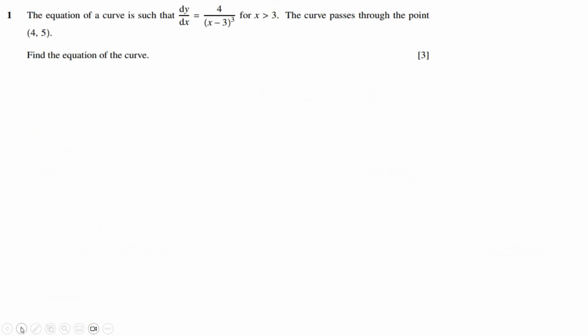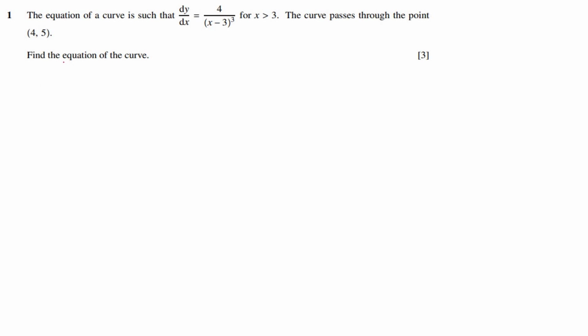So your first question is: the equation of a curve is such that dy/dx is equal to 4 over (x - 3) all cubed, for x greater than 3. The curve passes through a particular point as well, which we'll deal with partway through. So the first part is that we've got dy/dx equal to this thing.